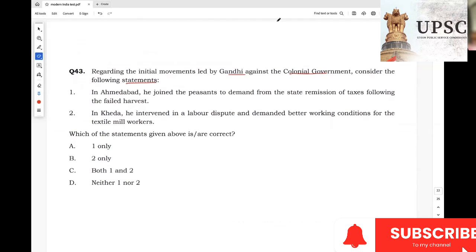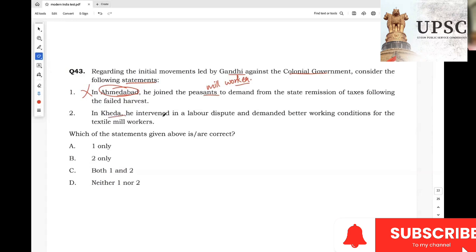Initial movements of Gandhi. In Ahmedabad, he joined the peasant movement. Arey bhai, Ahmedabad was a mill strike. Wrong. It was not peasants. It was mill workers. He went on a hunger strike with mill workers.